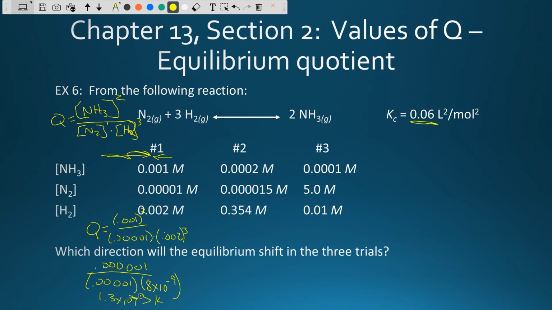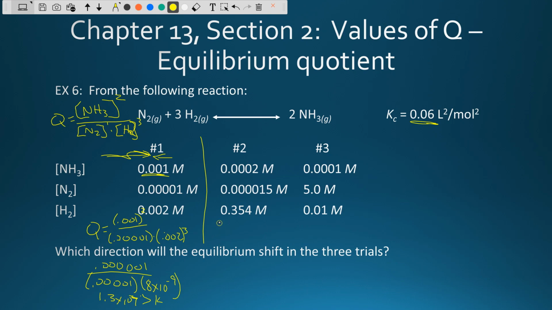My Q value is larger than my K, and so my reaction is going to be going to the left, okay? I've got way more product, that's what I should have been saying, than I do with my reactants, and so it's moving in that direction. Let's take a look at trial number 2 now.